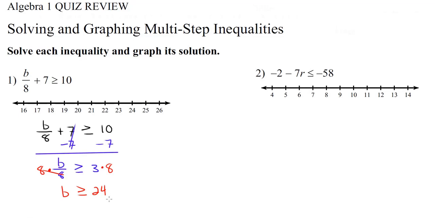Now let's go ahead and graph this. It's an or equal to, so we're going to put a shaded circle on 24. And then since b is greater than or equal to 24, we're going to draw our arrow pointing to the right.